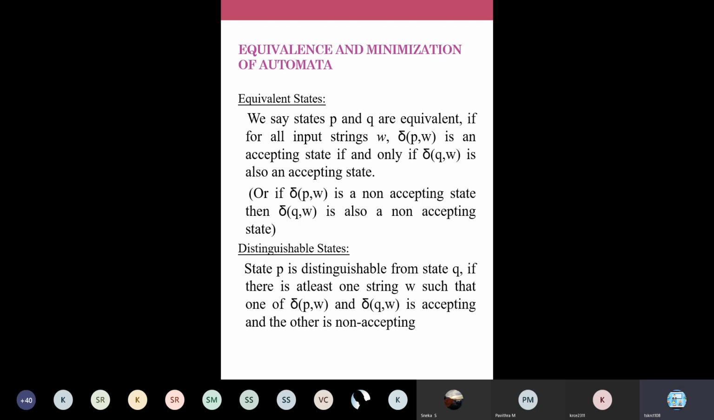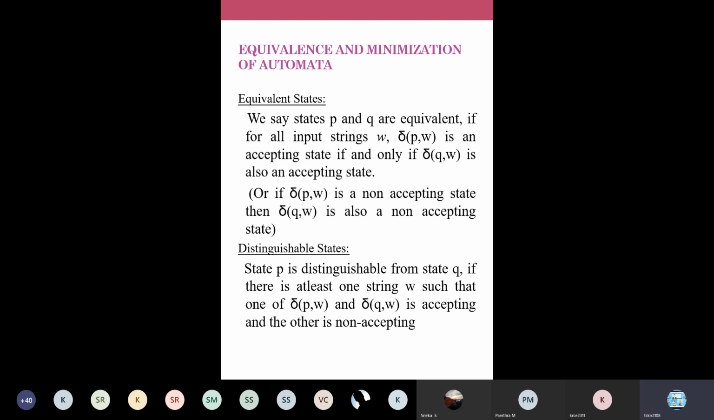Similarly, I change to another string, say 0 1. If I give 0 1 on state P and it goes to accepting, then if I give 0 1 on state Q, it must also go to accepting. So for whatever string you are applying on state P, if you apply the same string on state Q, both these transitions must be similar. If it goes to accepting on P, it must go to accepting on Q.